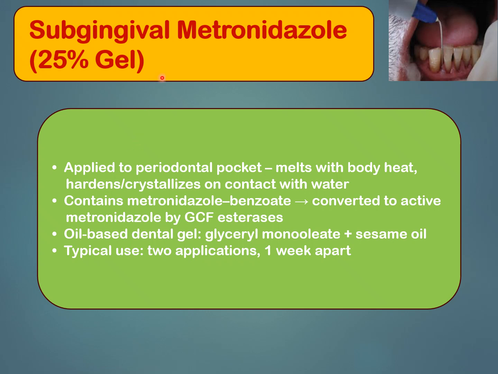So coming to subgingival metronidazole 25% gel, it is applied to the periodontal pocket where it melts with the body heat, and hardens or crystallizes on contact with water. It contains metronidazole benzoate, which is converted to active metronidazole by GCF esterases. It is an oil-based dental gel, and two applications are needed 1 week apart.